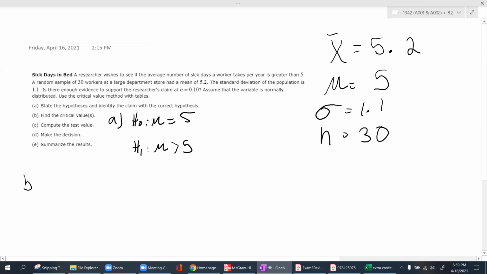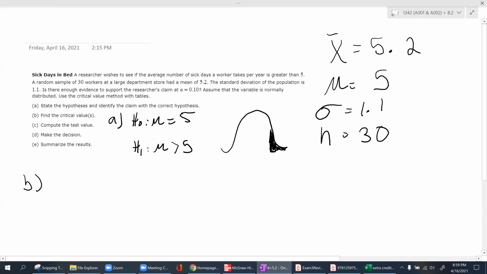So for B, I need to find my critical values. What kind of graph are we going to do? It's greater than, because the question says the researcher wishes to see if the number of sick days a person has worked per year is greater than 5. So it's going to be greater than. That's the region I'm looking for.